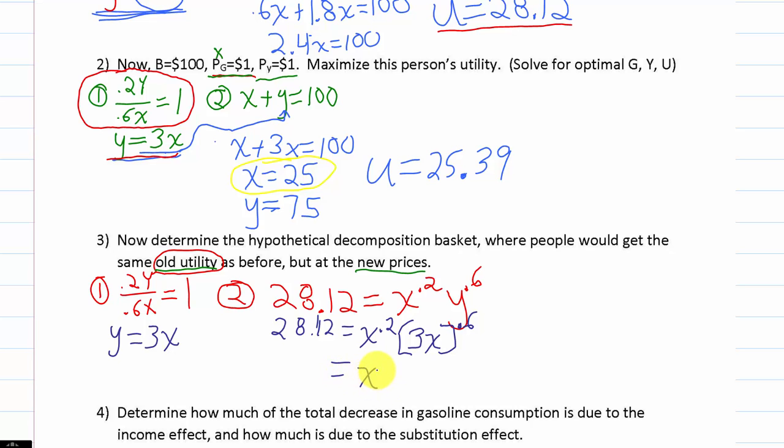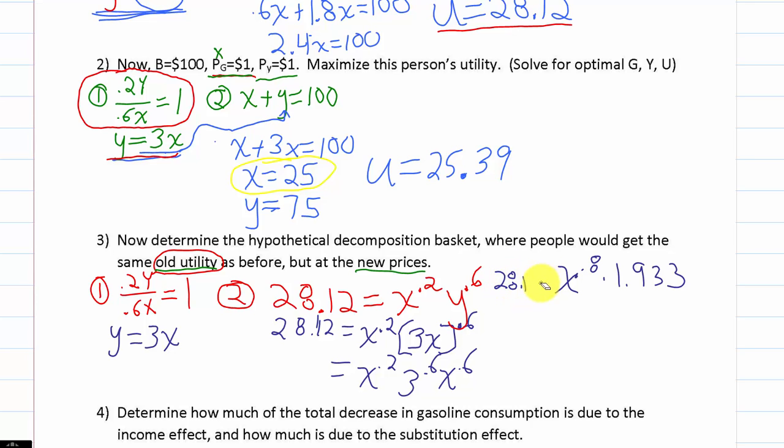So x to the 0.2 times 3 to the 0.6 times x to the 0.6. And then we want to collect those two x terms by adding the exponents. Alright, so that's going to give us x to the 0.8. Let's go ahead and figure out what 3 to the 0.6 power is. And 3 to the 0.6 is about 1.933. So x to the 0.8 times 1.933 is equal to 28.12.